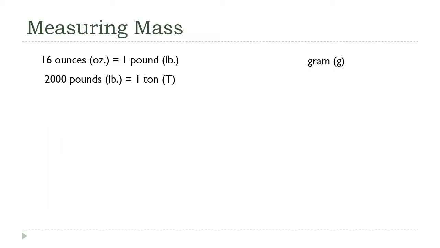So mass is going to be the third measurement that we're going to talk about in our series here on measurement systems. And we're going to start right off with a distinction between imperial and metric measurements. Over here on the left side, I have the standard imperial measurements. Those are ounces, pounds, and tons. And over here on the right side, I have the metric unit. That would be grams.